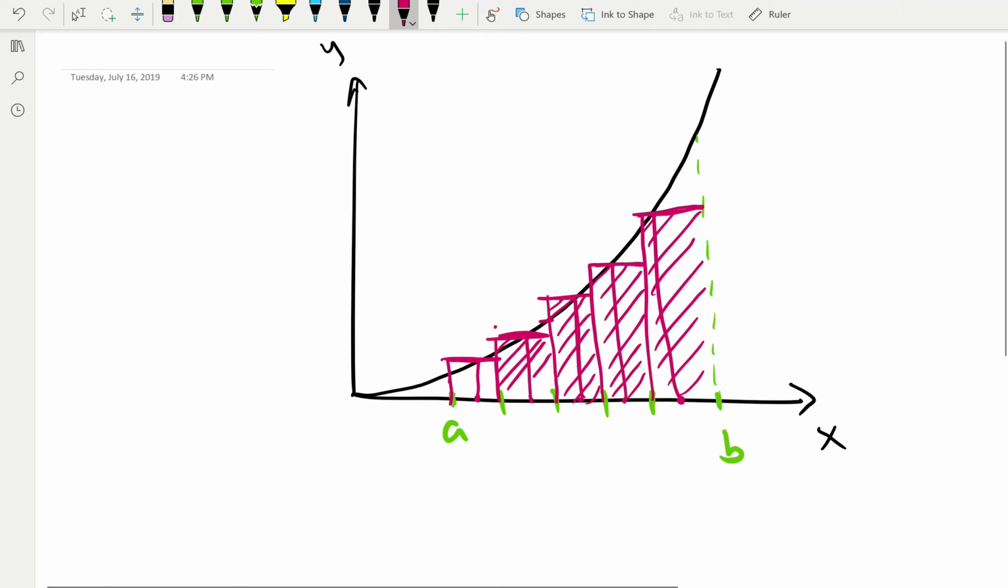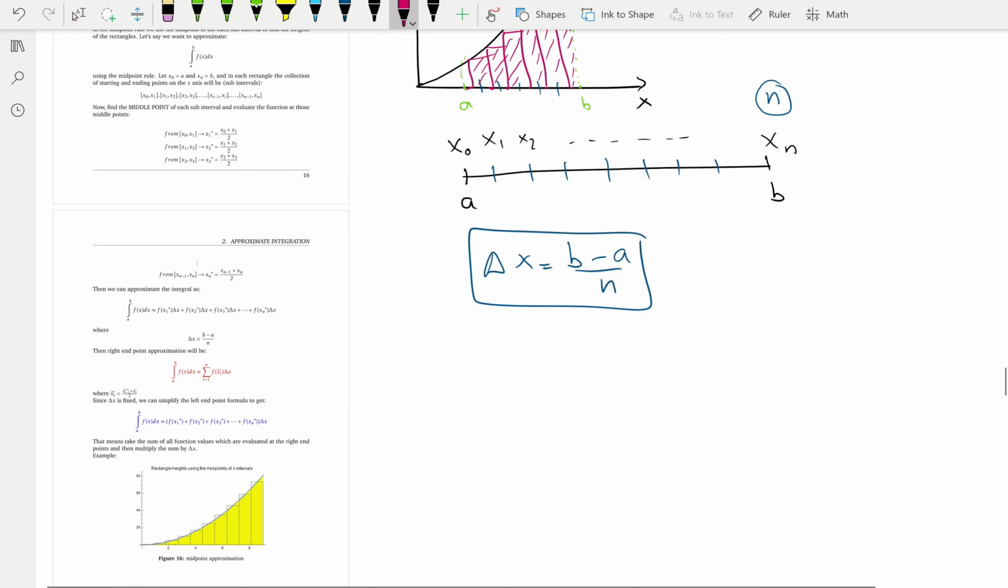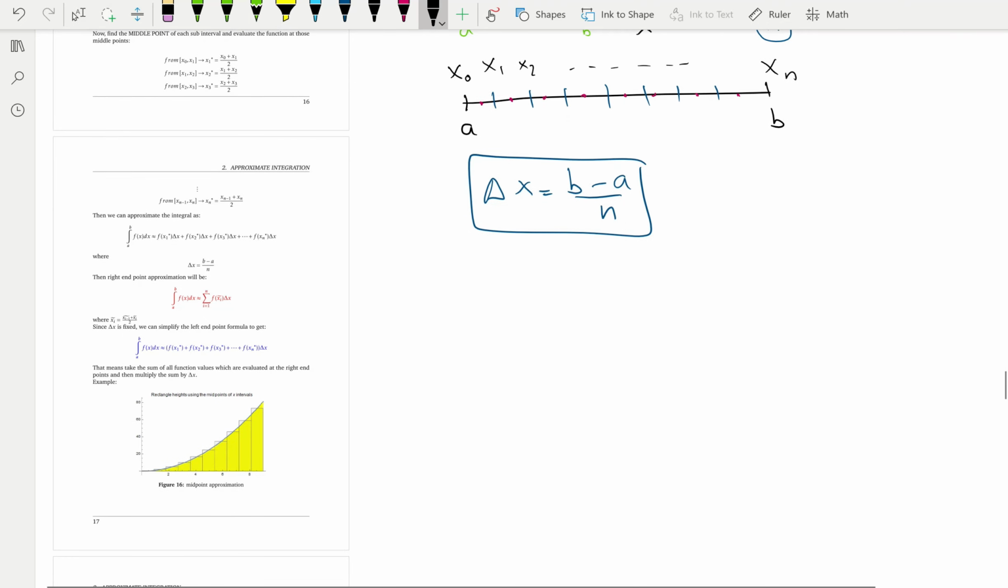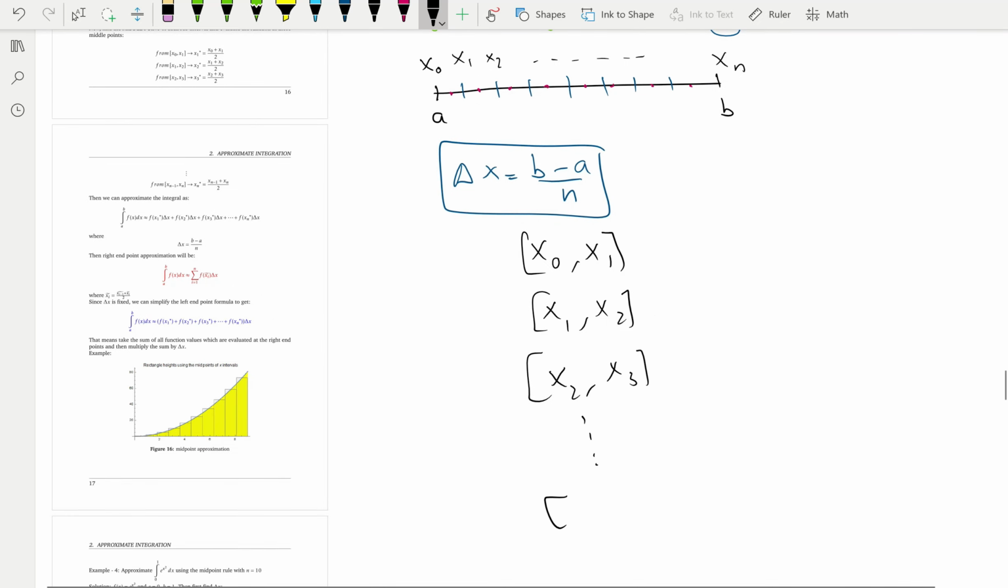Alright, so let's try to come up with a formula for this. We have to find the midpoint of each sub-interval, so let's list the sub-intervals first. The first sub-interval is x0 to x1, the second is x1 to x2, the third is x2 to x3, and the list goes on, and the last sub-interval is xn minus 1 to xn.